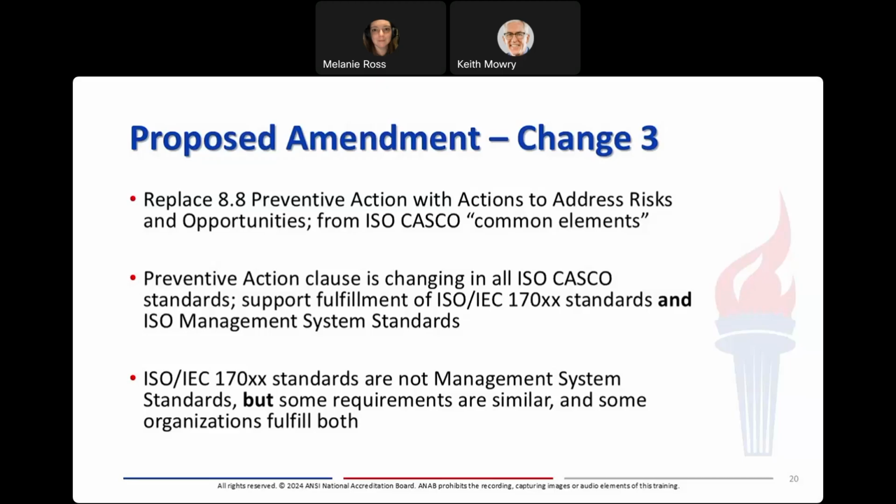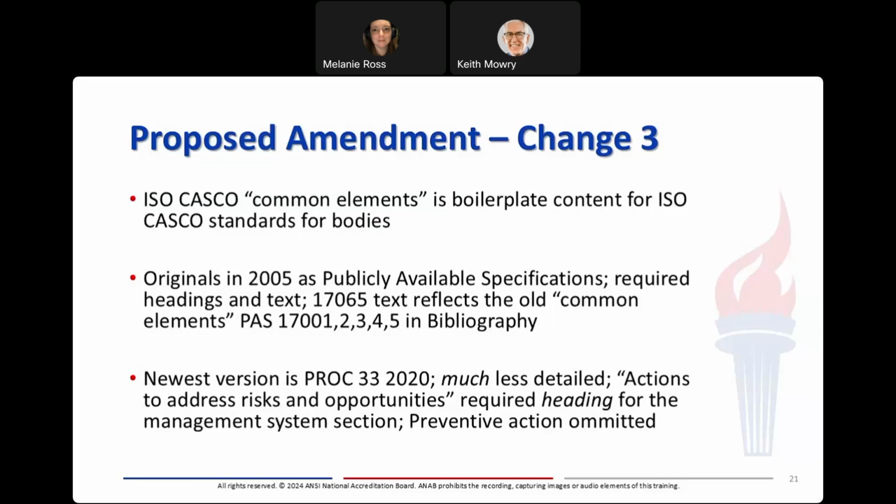If you want to read more about the difference between the two types of standards, ANAB has a 3-part blog that we posted just last month, and that walks through how they're different and even uses a little case study to illustrate that. But back to the amendment changes.